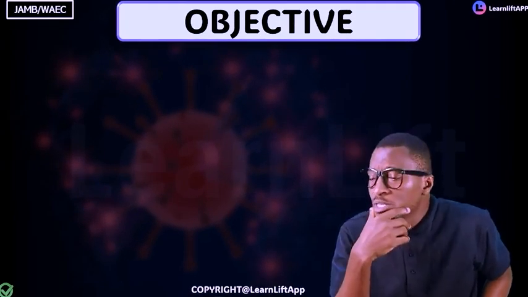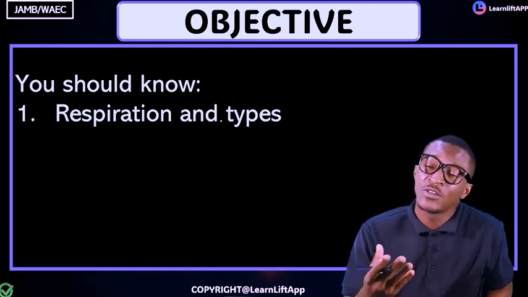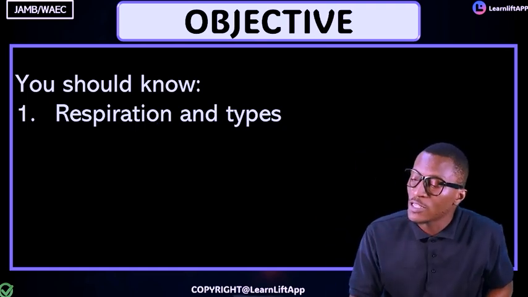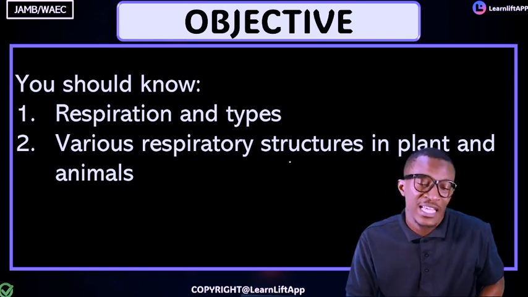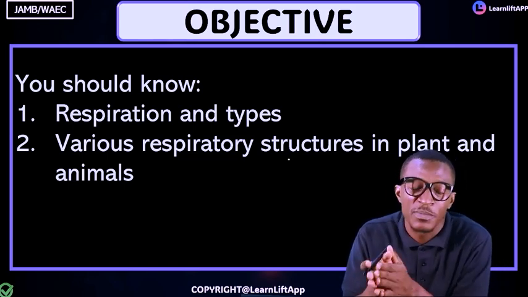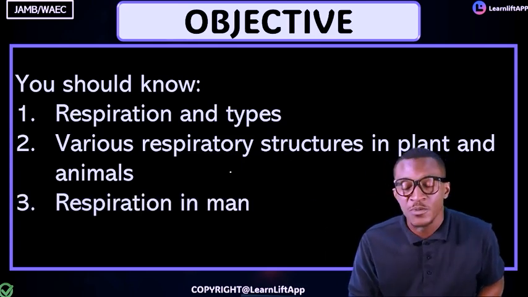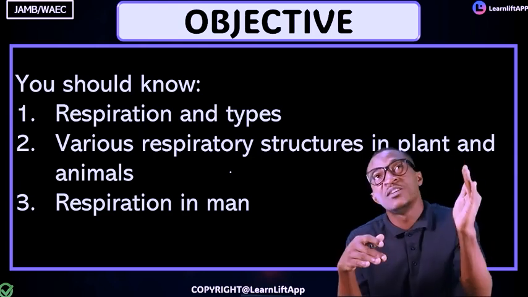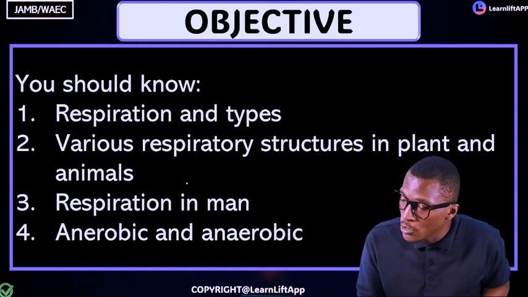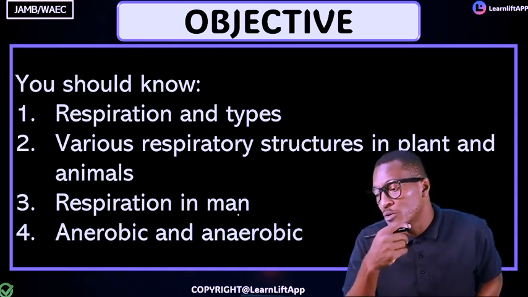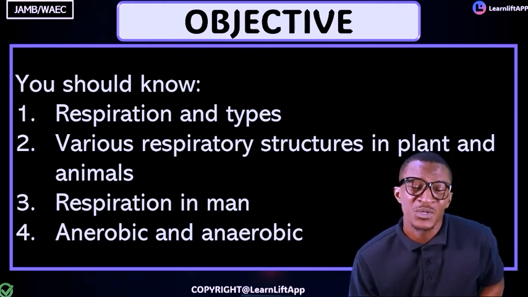Now, what are the things we need to know in this class? First, we're expected to know respiration and the types of respiration, be it cellular, be it external respiration. We're going to talk about that. And then, we're expected to know the various respiratory structures in plants and animals. What are the respiratory structures in plants? What are the respiratory structures in animals? And their past questions. And we're expected to know respiration in man. We're going to treat the lungs, treat the respiratory pathway in man. We'll now go further to talk about cellular respiration, talking about anaerobic respiration and aerobic respiration. Do you understand? All these things will be treated and covered with their past questions.